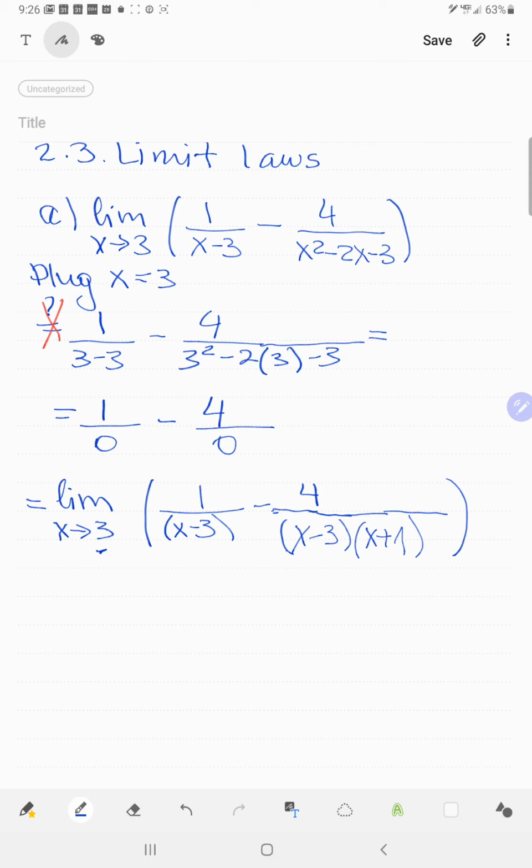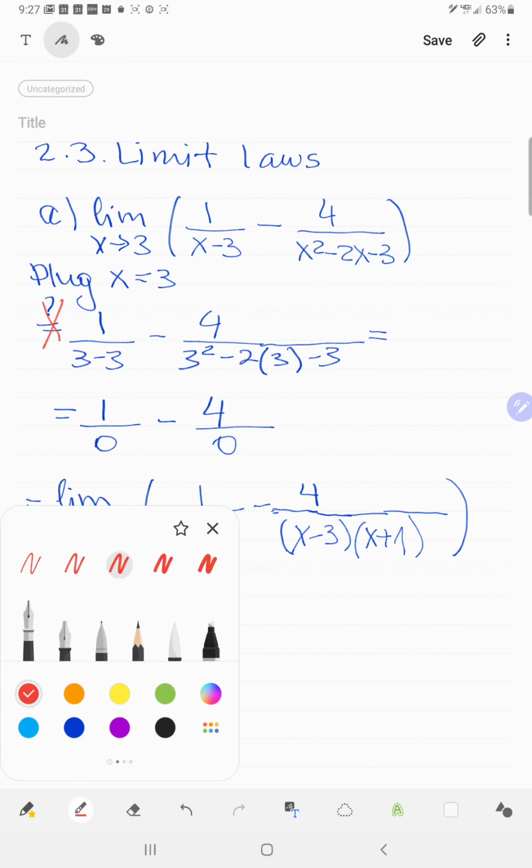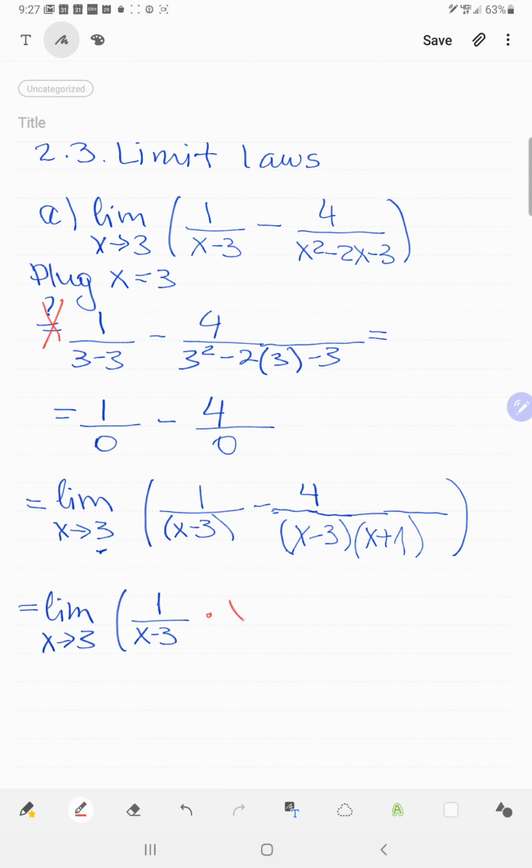So now to make the common denominator, we need to multiply the first part by x plus 1 in the numerator and the denominator. This is like multiplying by 1 basically, so it does not change the fraction. And then I'll just copy the rest.